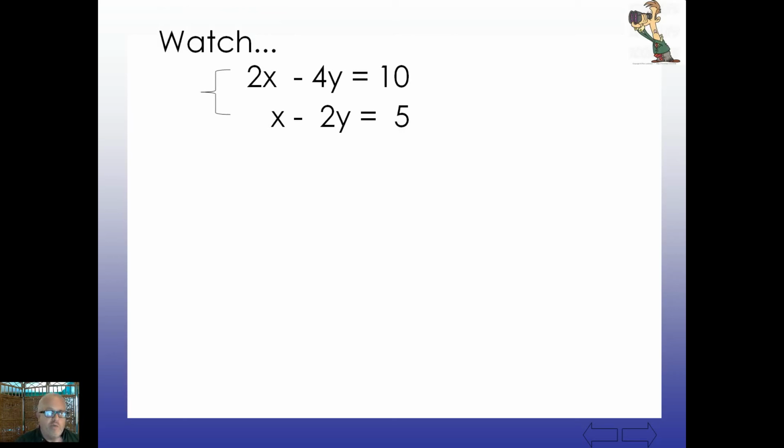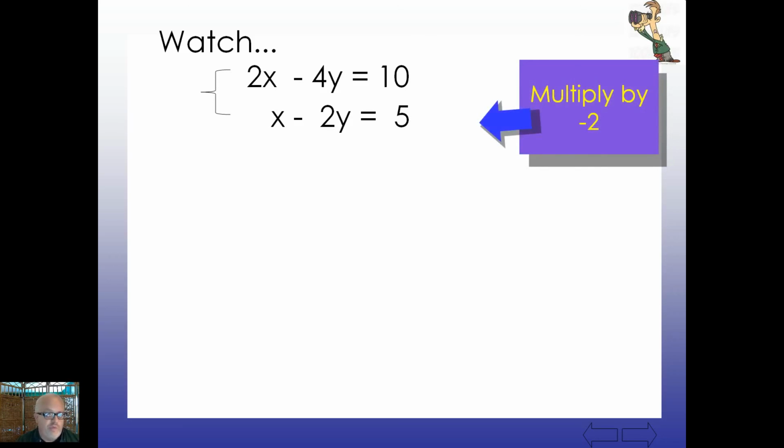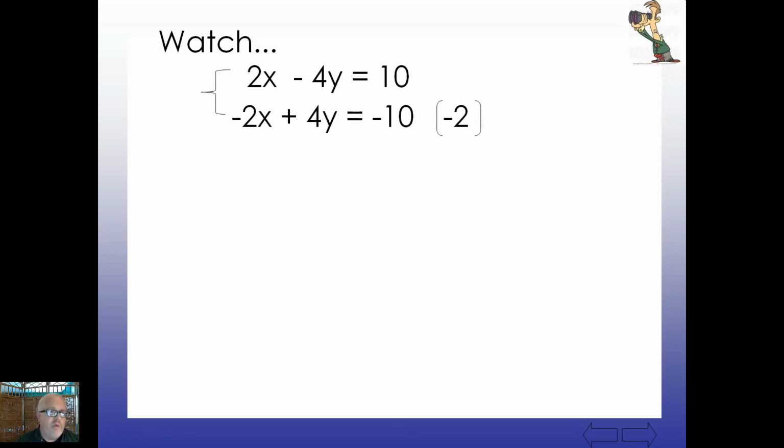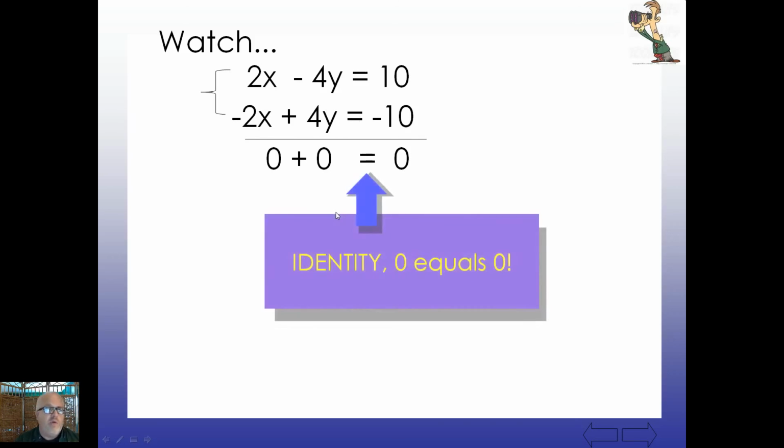So let's watch this. We got 2x minus 4y equals 10, and x minus 2y equals 5. Let's multiply the bottom by -2. Sounds good to me. That's going to give us a -2x here. So multiply through. Now if we add straight down, what happens here? Well, the x's cancel, the y's cancel, and sure enough, 10 plus -10 is going to be 0. Well, now we get something called an identity.